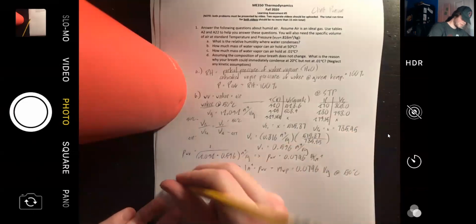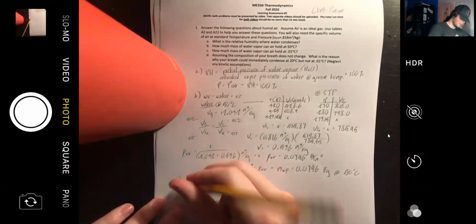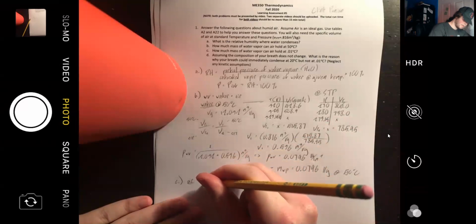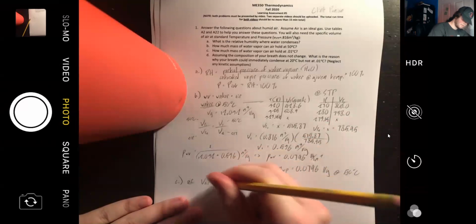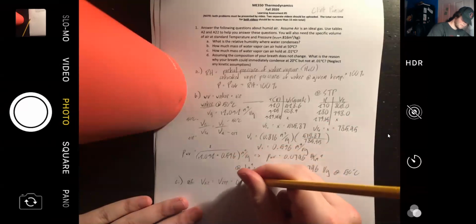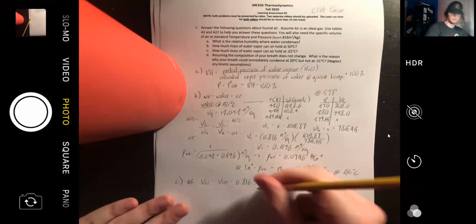Do the same thing for part C. In part C, the air specific volume we'll use would just be the STP value, because 0.01 is barely different from 0 degrees Celsius. It's not a big enough difference to change the specific volume, that's for sure. So v air will be equal to v STP, which is 0.816 meters cubed per kilogram.